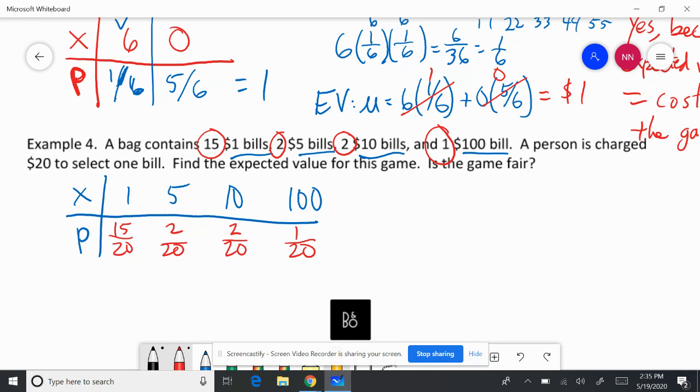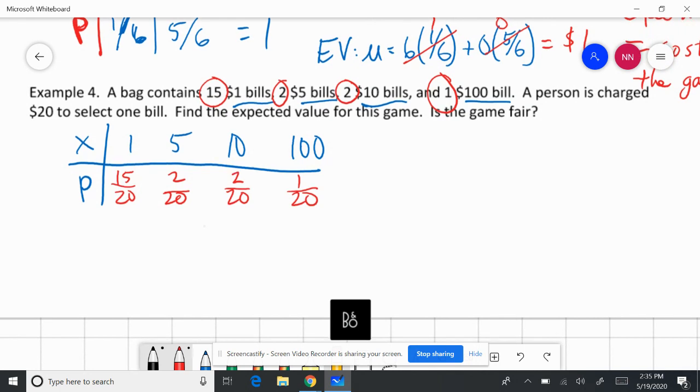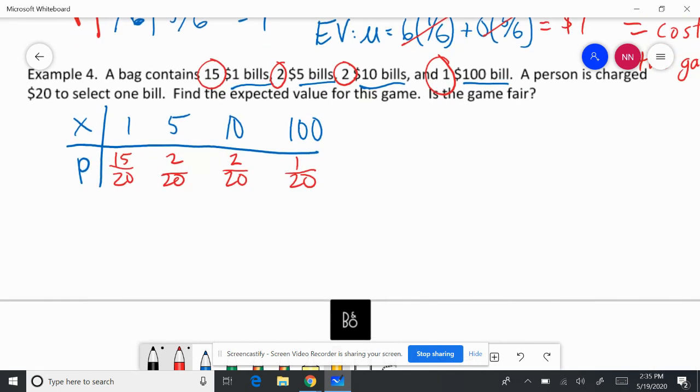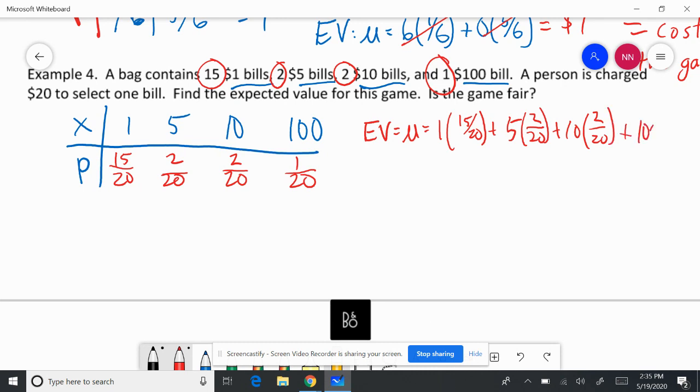So what we're going to do is find the expected value. The expected value for this game is equal to the mean, and that would be 1 times 15/20, plus 5 times 2/20, plus 10 times 2/20, plus 100 times 1/20.